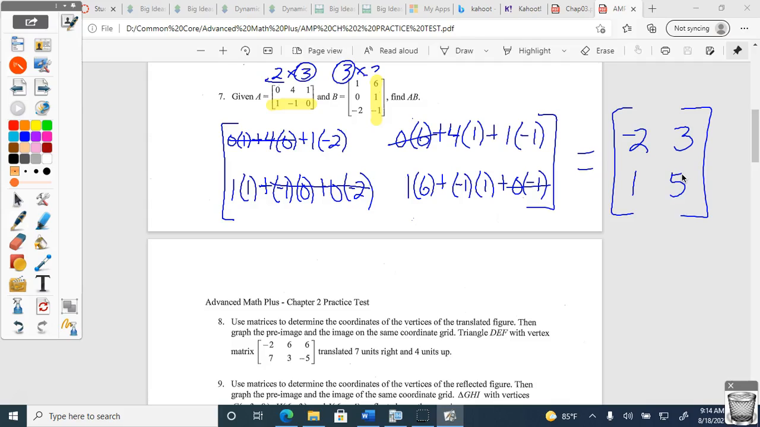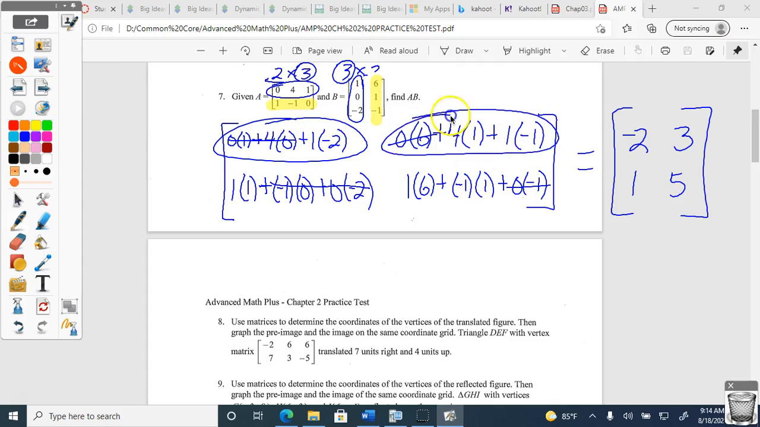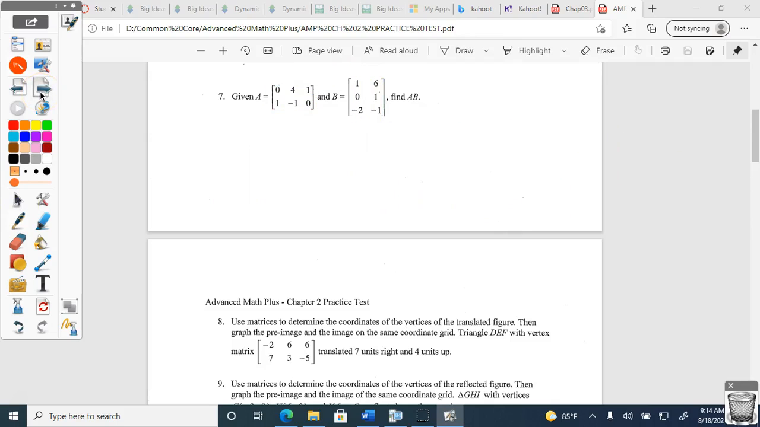So on the first row that you did, you're doing the first row, that whole row one, times that whole column, and I'm adding in between. That's just for this first entry right here. Then you do the top row times the second column, that's all that right there, and you add them. And then the bottom row and the first column's here, and the bottom row and the second column's here. Okay? Everybody good? All right. Moving on.